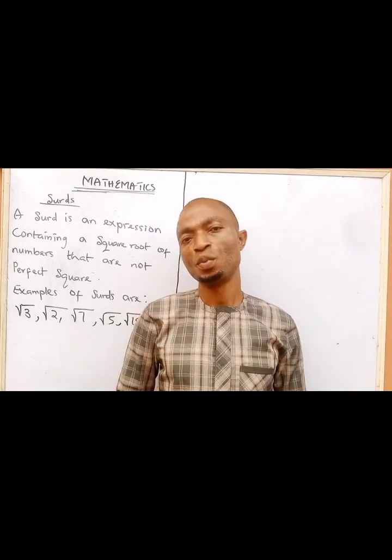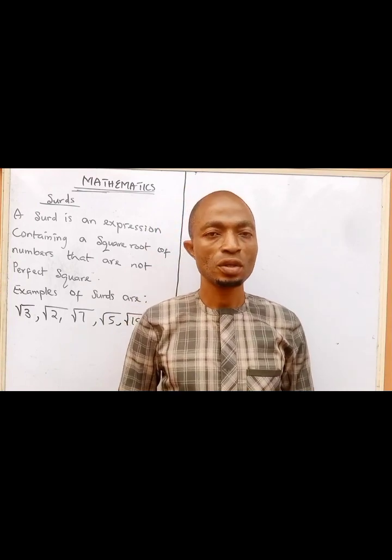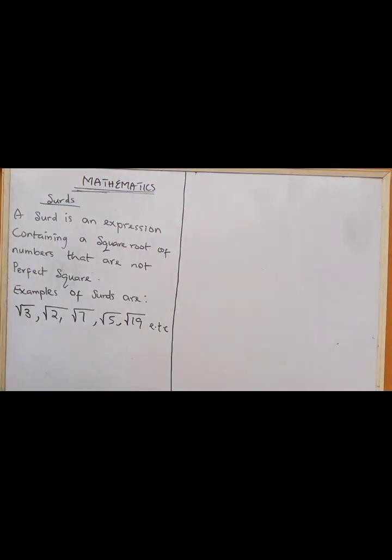Today I will be explaining what a surd is. Surds. A surd is an expression containing a square root of numbers that are not perfect squares.